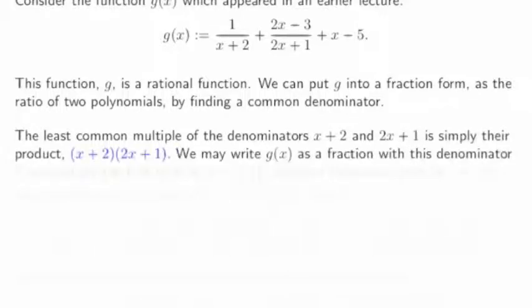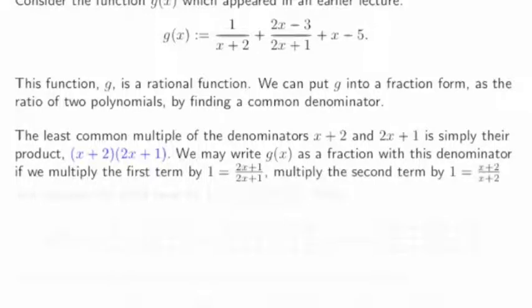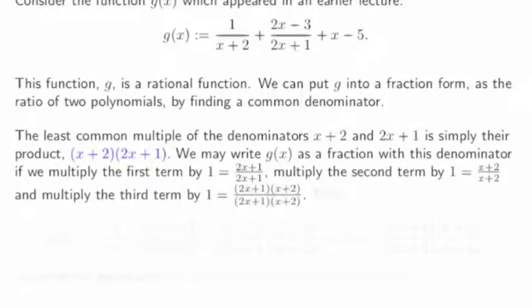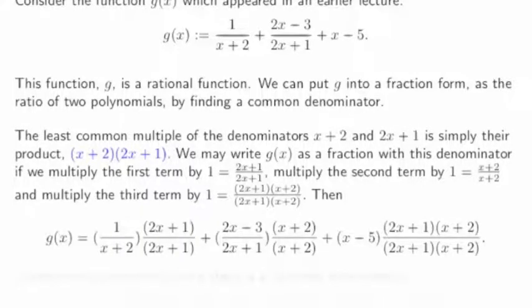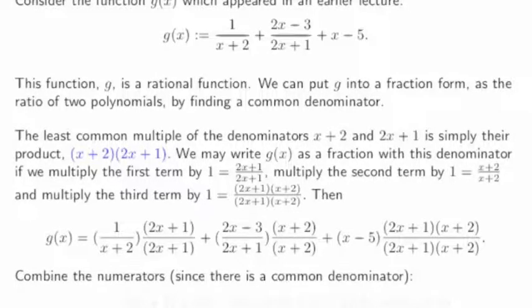So we can write g of x as a fraction with this denominator if we multiply the first term by 1 in the form 2x plus 1 over 2x plus 1, multiply the second term by 1 in this form, and multiply the third term by 1 in this form. Then g of x has this expression, and if we combine the numerators, since there is now a common denominator, we get something like this. I have not simplified the numerator, but the denominator is now 2x plus 1 times x plus 2. We found a common denominator.